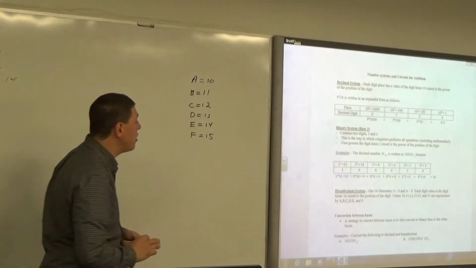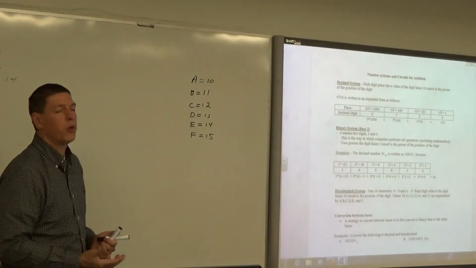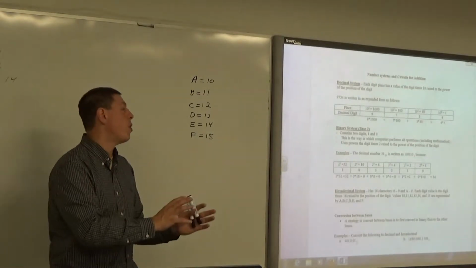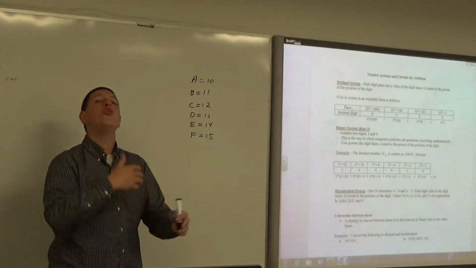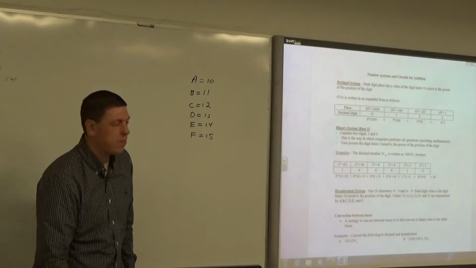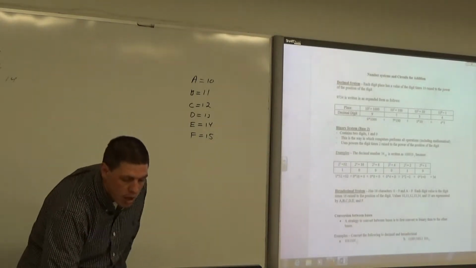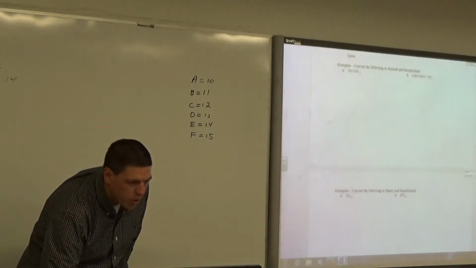Let's go through it. The types of questions I'm going to ask you are: I'm going to give you one of the number bases and a value, and you're going to convert to the other two. That's basic stuff. So let's take a look at a couple of examples.